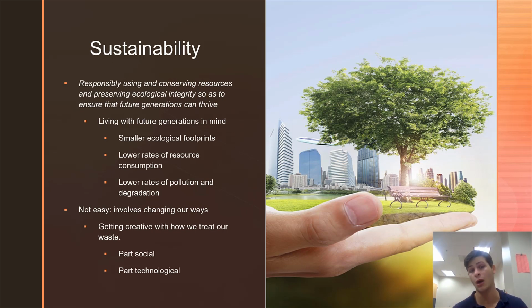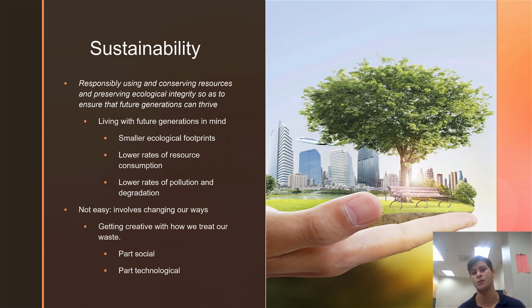Basically, this entails shrinking our ecological footprints, lowering our rates of resource consumption, and eventually lowering our rates of population. It also includes, on the waste disposal side, lowering rates of pollution, lowering rates of actual waste that we generate, so increasing recycling and decreasing the rates of disposable single-use plastics, for example, as well as lowering rates of degradation, so lowering rates of habitat loss, so that we maintain those ecosystems which provide the ecosystem services that we fundamentally rely on. Now, this is not easy because it involves changing our ways and changing our practices.